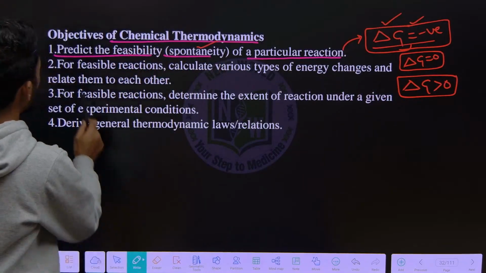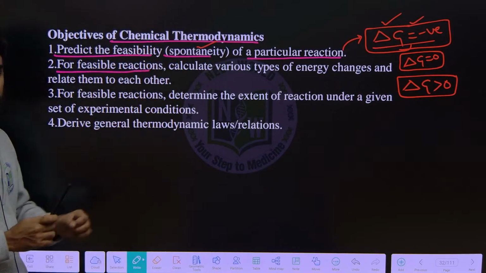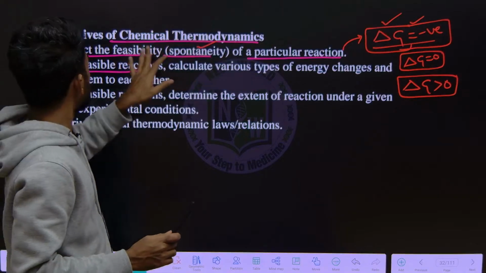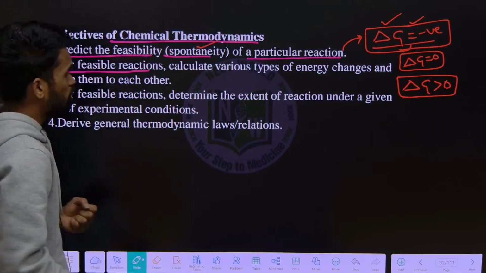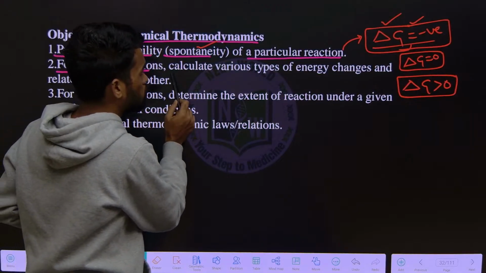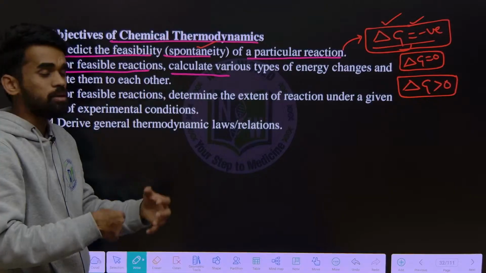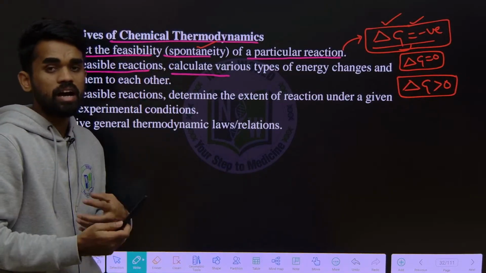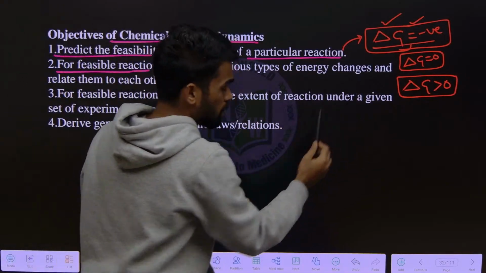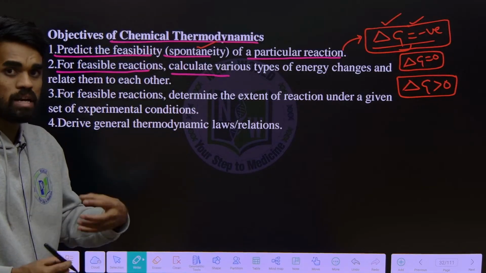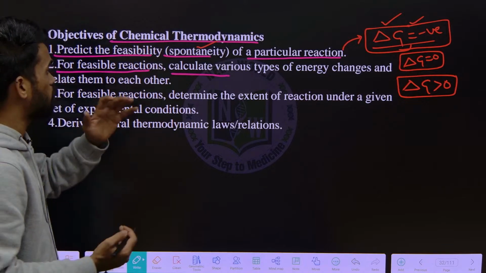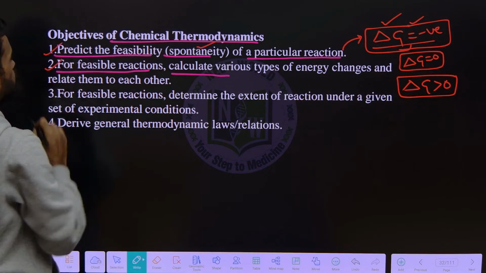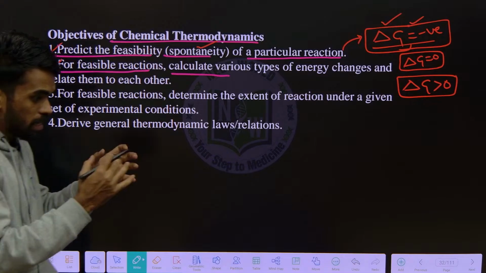Next, thermodynamics predicts the spontaneity or feasibility of a reaction. For a feasible reaction, we can calculate various types of energy, like enthalpy change or internal energy change during the reaction. The energy changes accompanying a chemical transformation can also be calculated using thermodynamics, and we can relate them to each other.